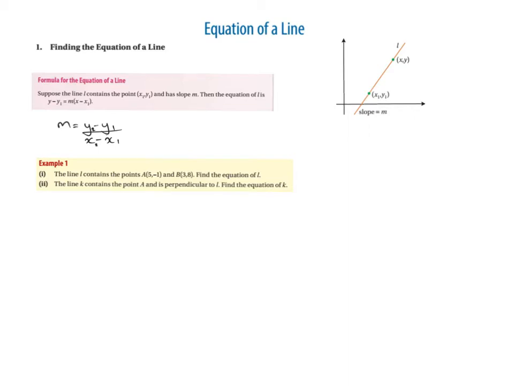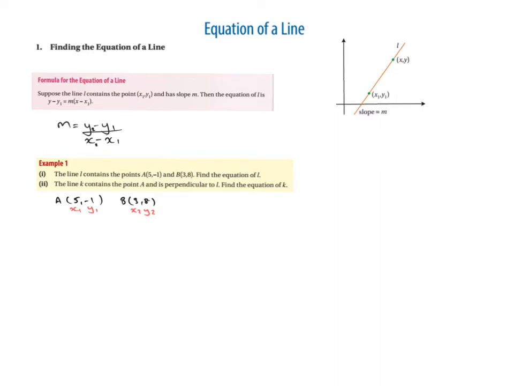So example 1 says the line L contains the points A (5, -1) and B (3, 8). Find the equation of L. Okay, this shouldn't be too difficult. We've been given 2 points, so let's write them down. We've got A, which is (5, -1), and we've been given B, which is (3, 8). Right, so we're going to label them x1, y1, x2, y2.